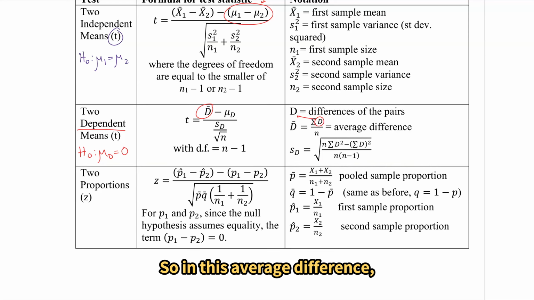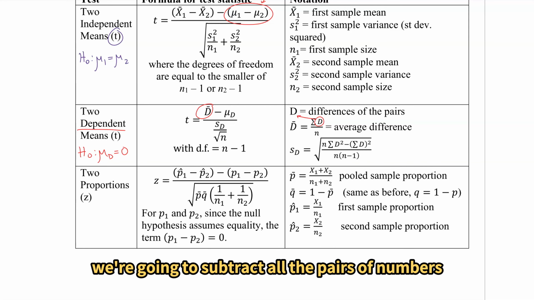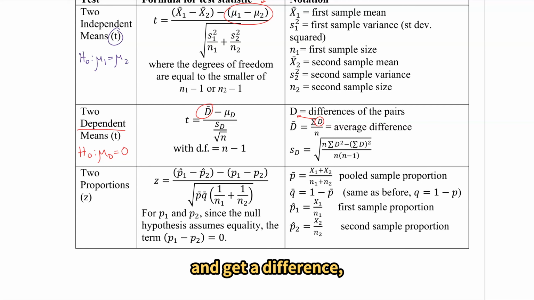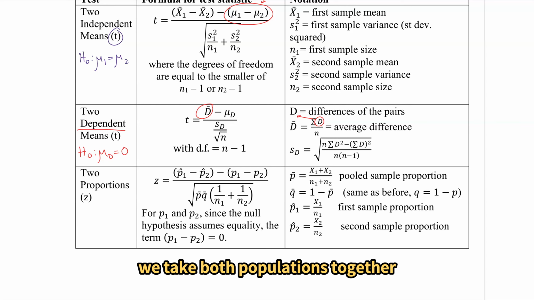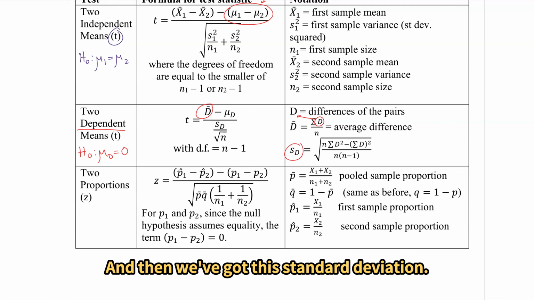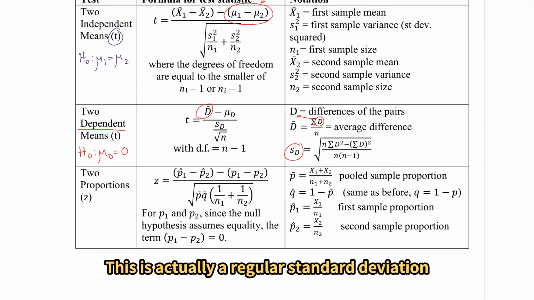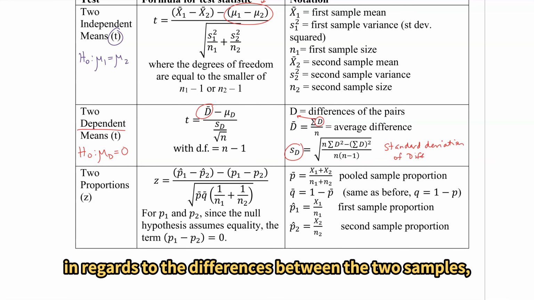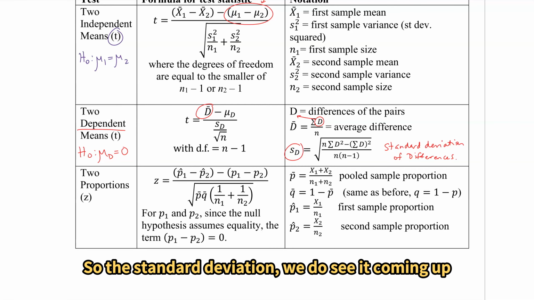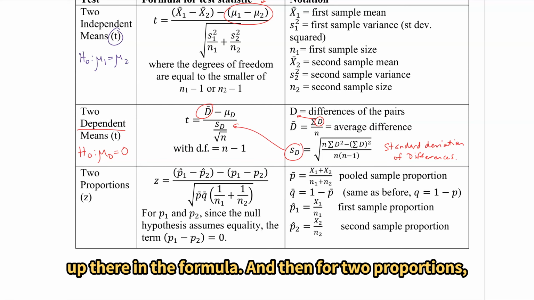So in this average difference, we're going to subtract all the pairs of numbers and get a difference. Instead of looking at each population independently, we take both populations together and we subtract to find a difference. And then we've got this standard deviation. This is actually a regular standard deviation formula, but we're looking at it in regards to the differences between the two samples instead of just looking at the samples. So the standard deviation, we do see it coming up there in the formula.